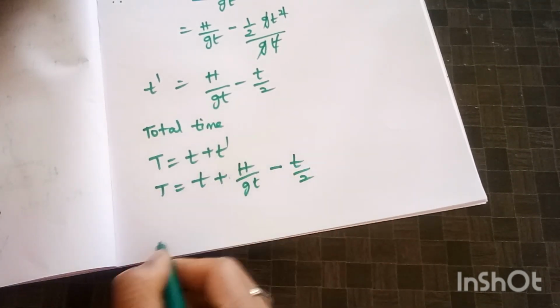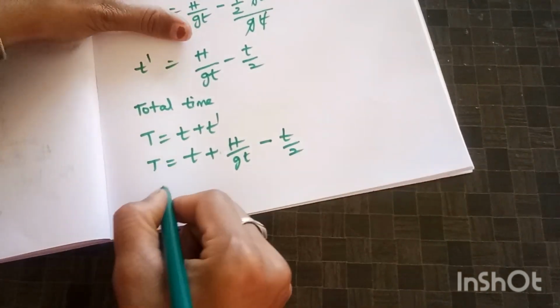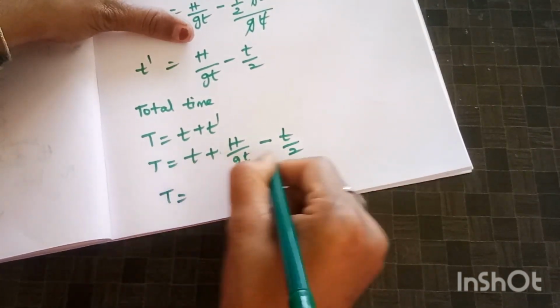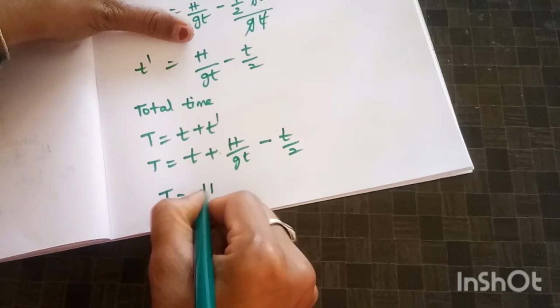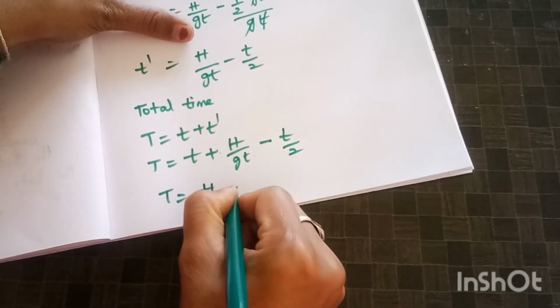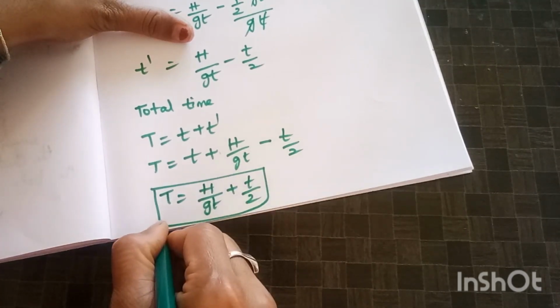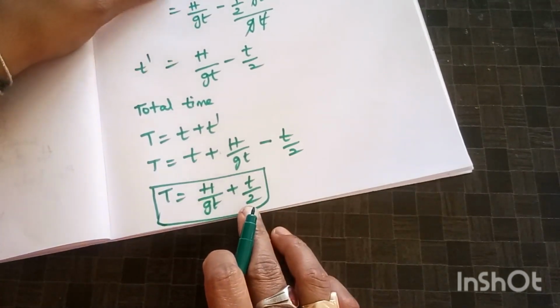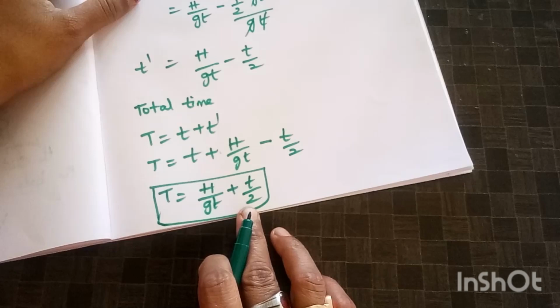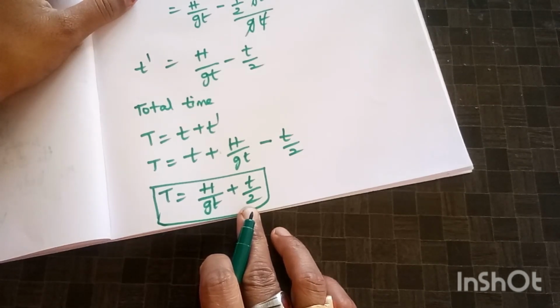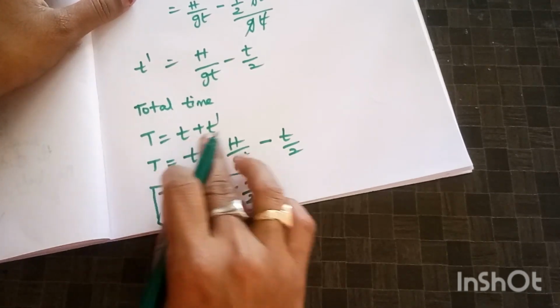So this can be written as T equals t plus h by gt minus t by 2, which is h by gt plus t by 2. This is the total time taken by the body to reach the ground, t plus t dash.